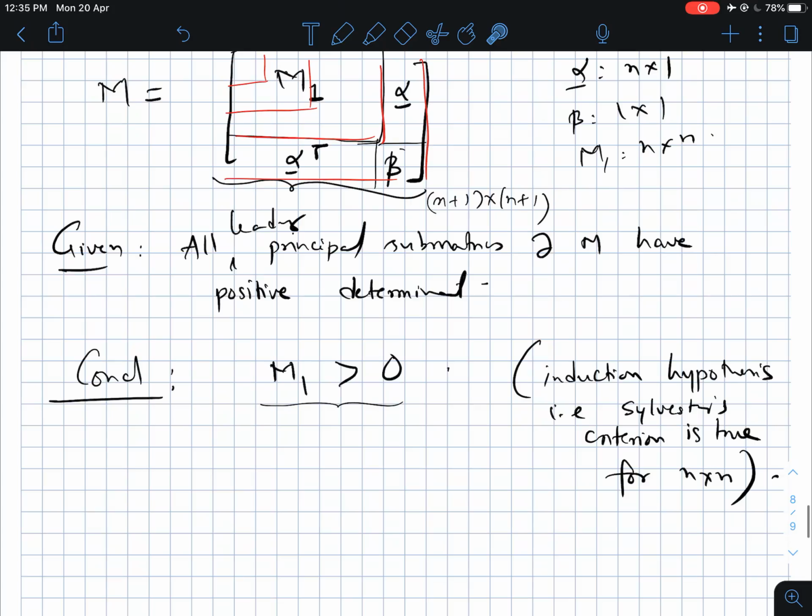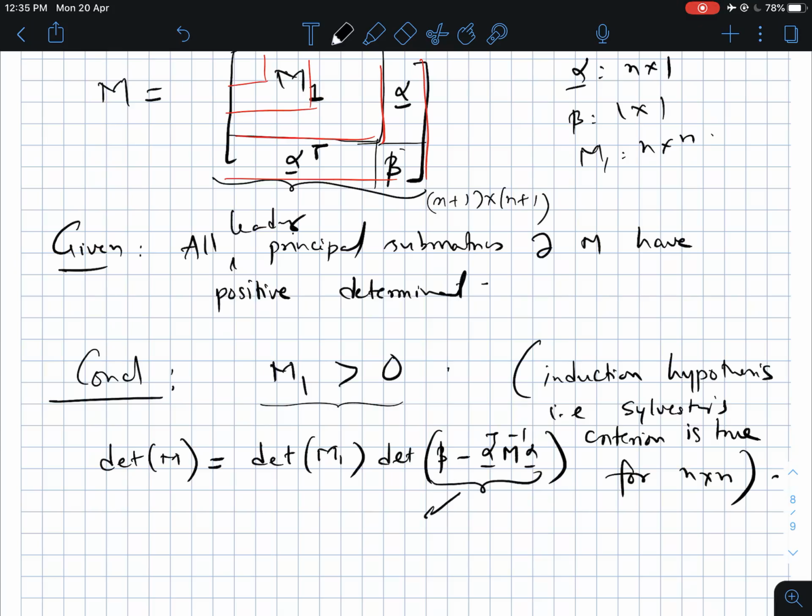I am left to use the final piece of information, so let me use that. This overall matrix has positive determinant, that means det M is positive. But what is det M? I am going to write det M as det M1 multiplied with det of beta minus alpha transpose M1 inverse alpha. This quantity over here is actually M by M1, the Schur complement of M1.